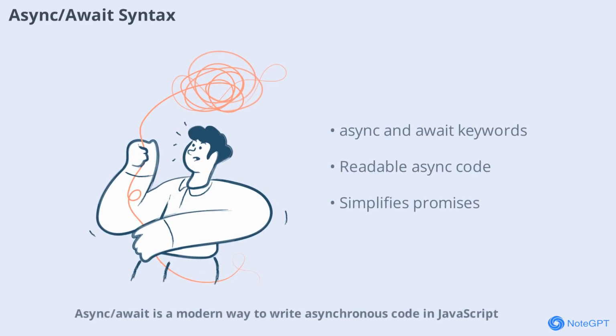Async/await is a modern way to write asynchronous code in JavaScript. By marking a function as async, you can use the await keyword to pause execution until a promise resolves. This makes asynchronous code look and behave more like synchronous code, improving readability and reducing errors. We'll see how async/await simplifies working with promises and makes your code easier to understand.